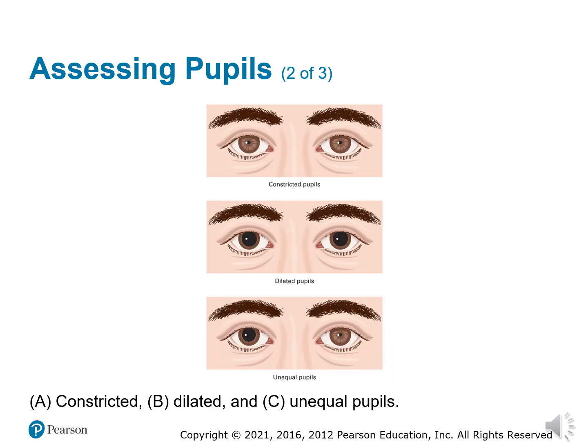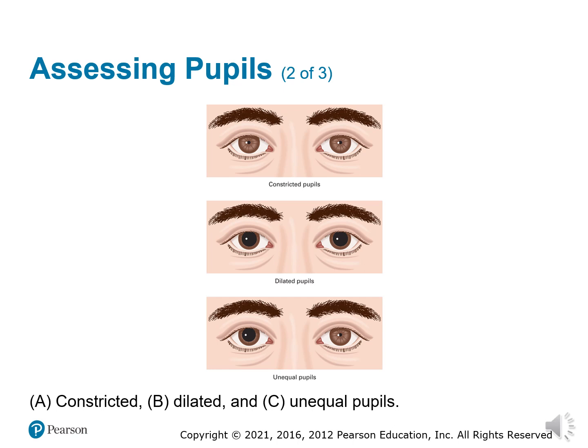On the top picture is constricted pupils, so that's that pinpoint or smaller, and that's when you're going to see that they have bright light in front of them. That's what their eyes will look like. And then you have the dilated pupils, which are in the middle, and then you also have the unequal pupils that are at the bottom.